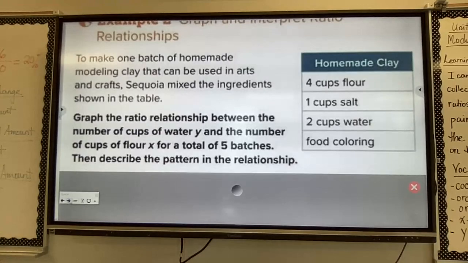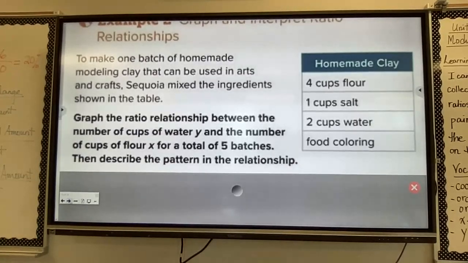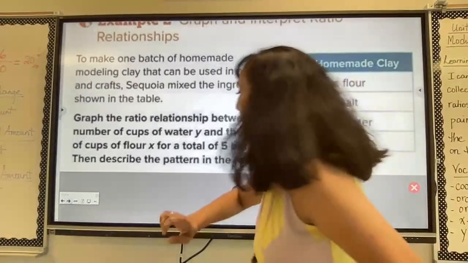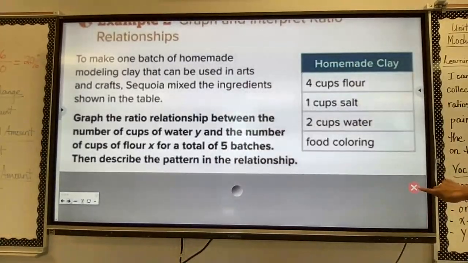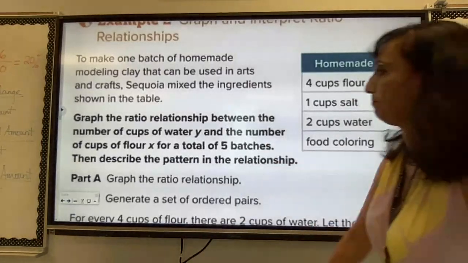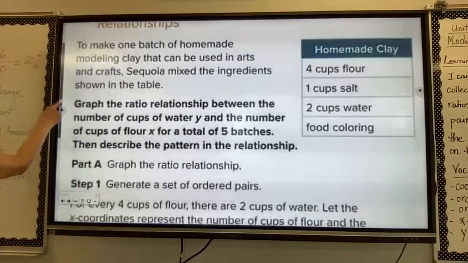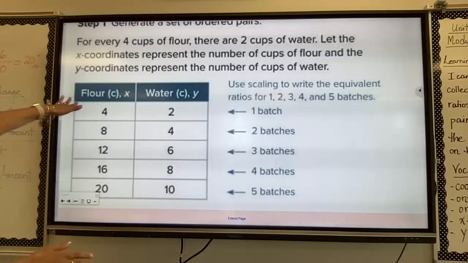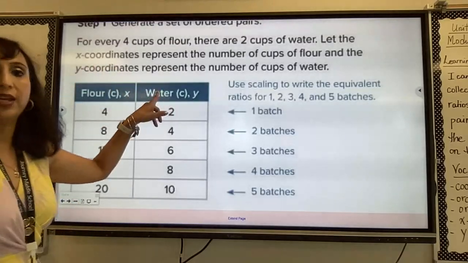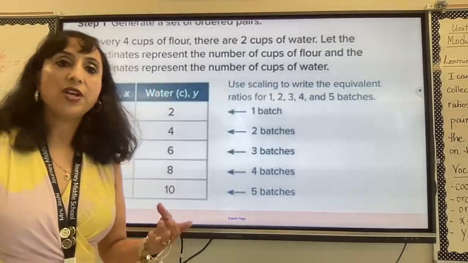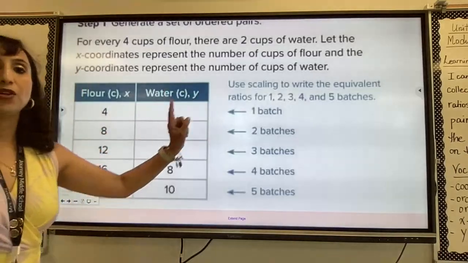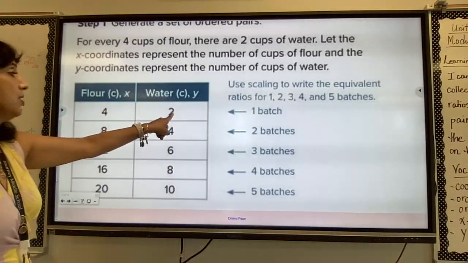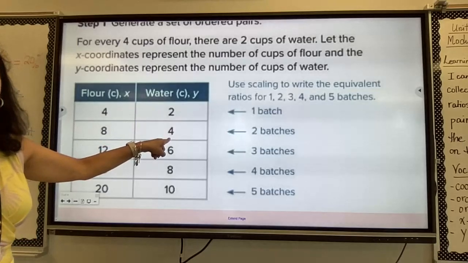So if you're going to generate a table for this, what am I going to do? I will look at these two, right? So let me show it to you really quick just because of shortage of time. So here we go. And this is how I'm going to create it. As I was telling you, 4 cups of flour to 2 cups of water. And then I'm going to create an equivalent ratio. So this is for 1 batch. For 2 batches, I'm going to double this. 4 times 2 is 8. Same thing here, 2 times 2 is 4. So that's for 2 batches.